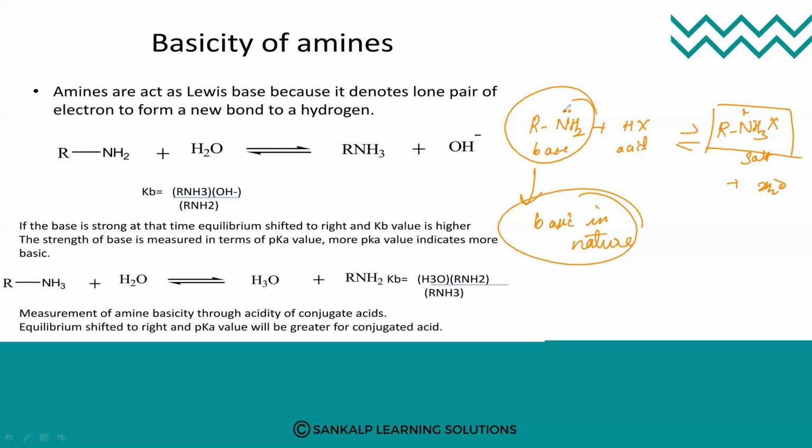On the nitrogen of the amines, there is a lone pair of electrons. These lone pair of electrons on nitrogen act as a Lewis base. What do you mean by Lewis base? Lewis bases are those which have the tendency to donate a pair of electrons. Because of the lone pair of electrons present on the amines, they act as a donor.